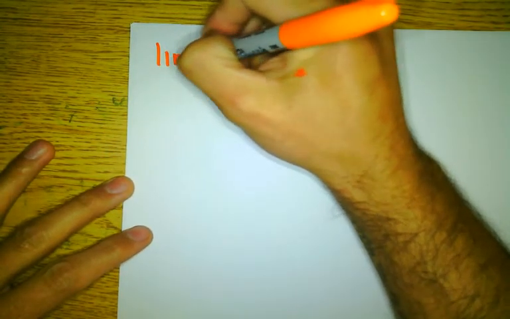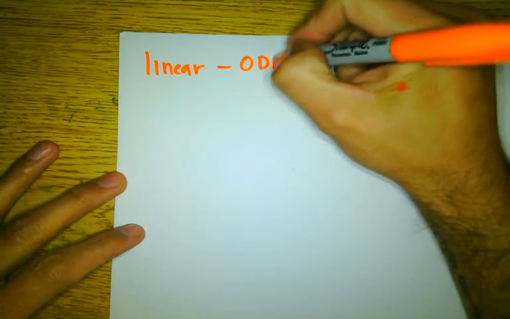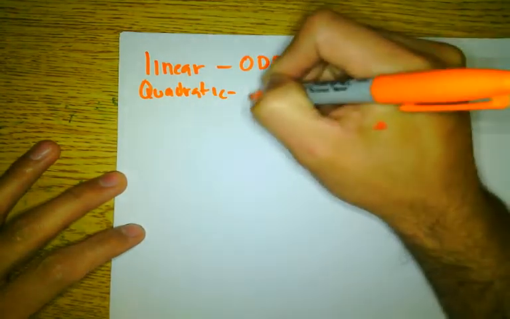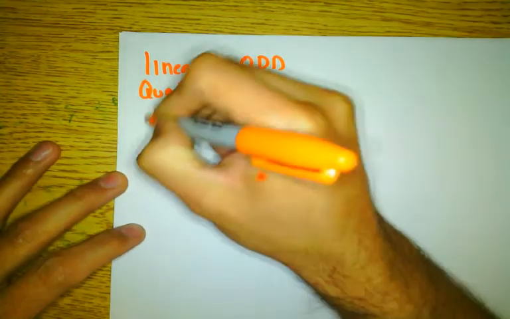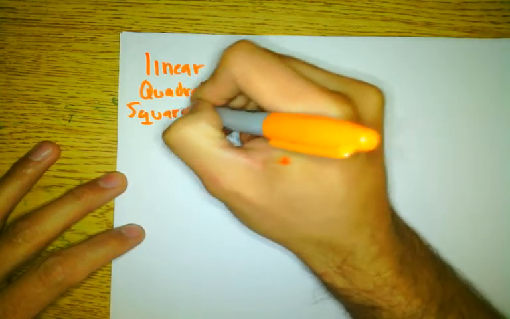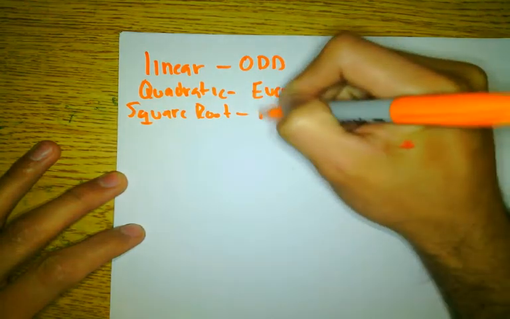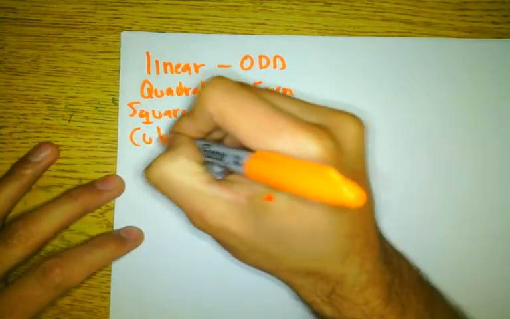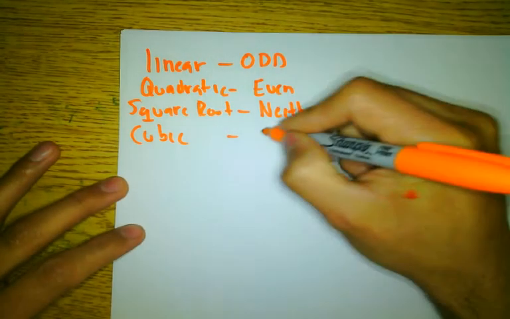First function, linear. Look at your graphs. Even, odd, or neither. Odd. Beautiful. Quadratic. We actually just covered that one. What is it? Even. Square root. It's neither even nor odd. Okay? Cubic. It's odd.